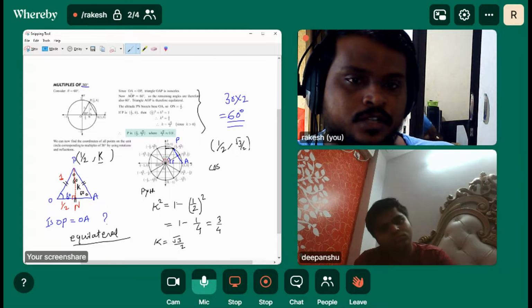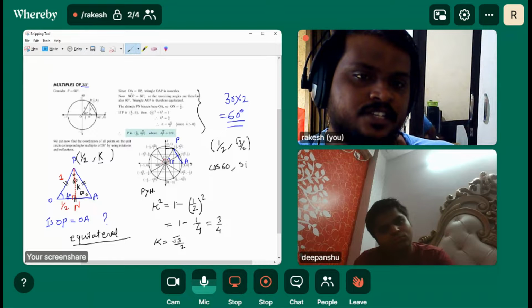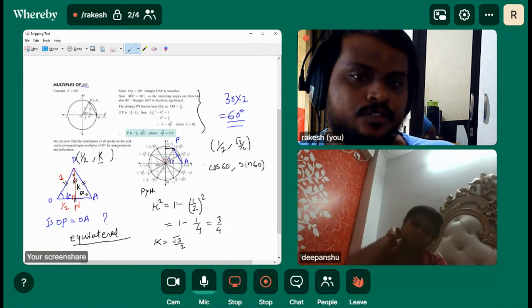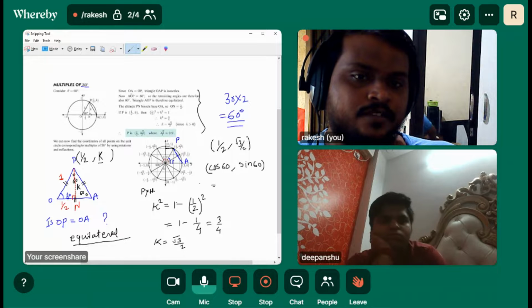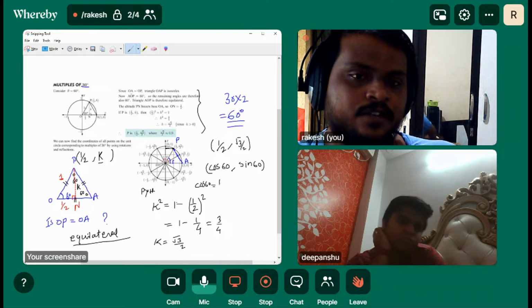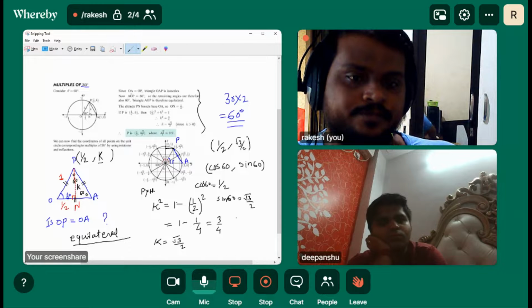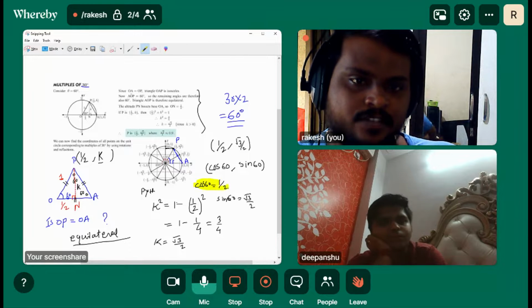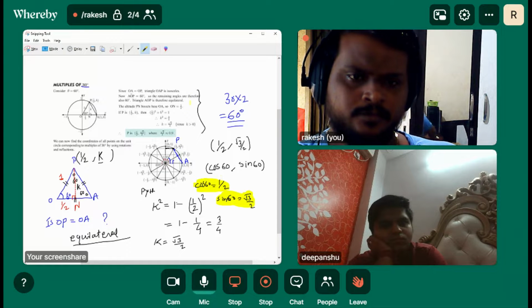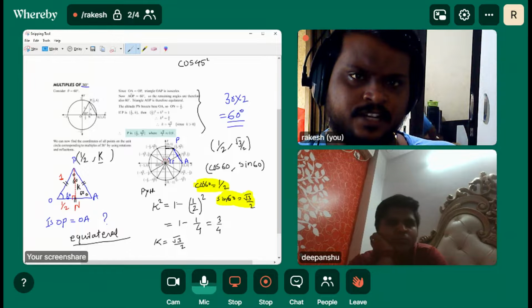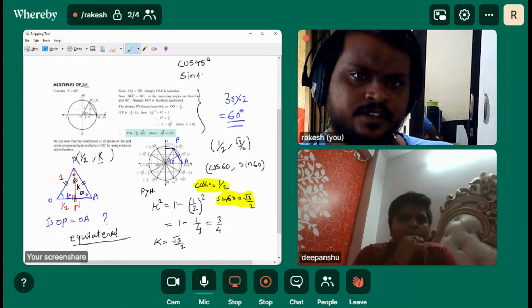So what is cos 60 here? The coordinate of P is (cos 60, sin 60), isn't it? So what is cos 60 then? The value of cos 60 is 1 by 2, and the value of sin 60 is how much? Root 3 by 2. So these values are important. You have to learn these values properly. Here we derived this. What did we find for cos 45 degree and sin 45 degree?